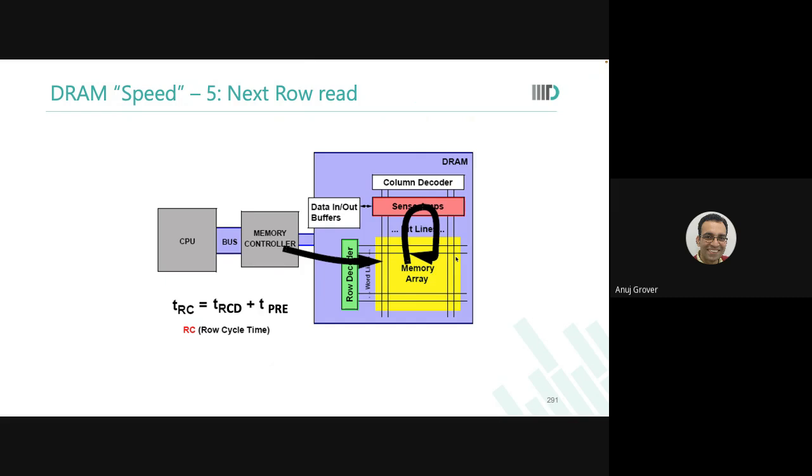Are you able to see this? There will be some more values for the sense amplifier, or is it just the precharge? Sense amplifier: as soon as you precharge the bit lines, the sense amplifier is always coupled with the bit lines.